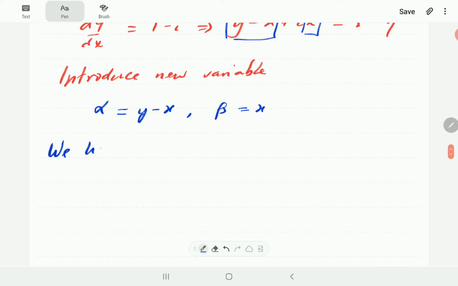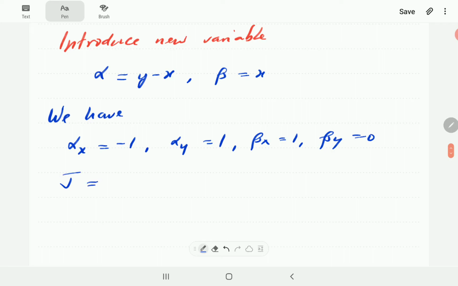Then we need to make sure that the Jacobian is non-zero. So alpha x is -1, alpha y is 1, beta x is 1, beta y is 0. So the Jacobian, which is alpha x beta y minus alpha y beta x, is going to be 0 minus 1. So it's non-zero. So we are good.